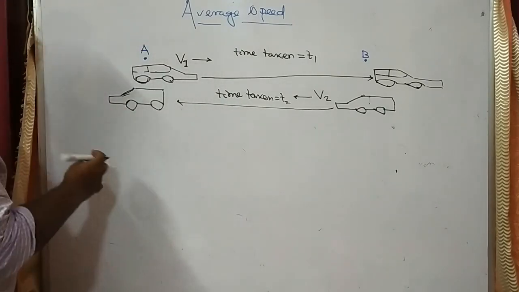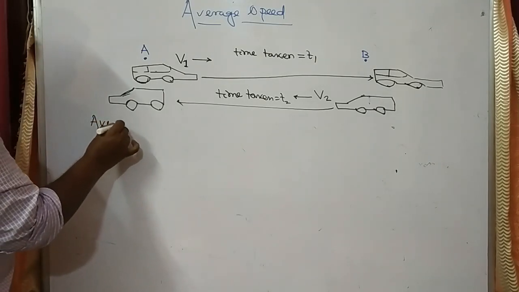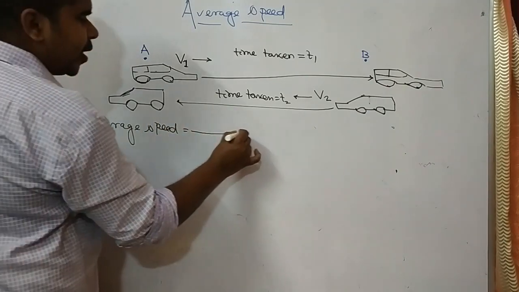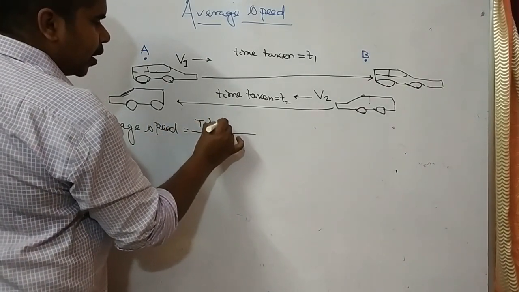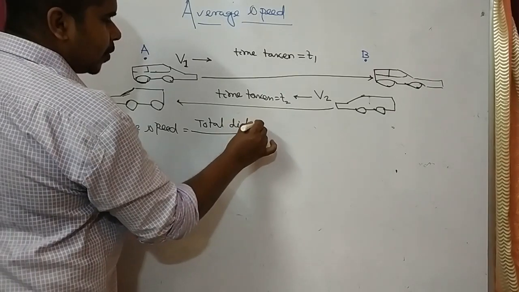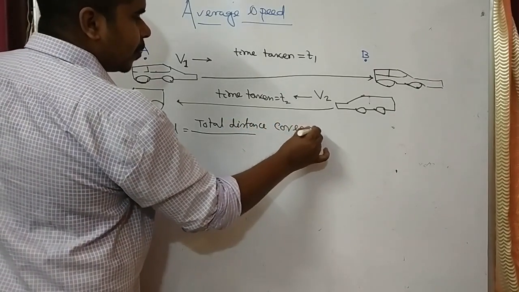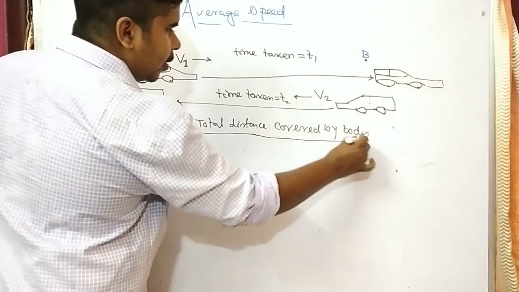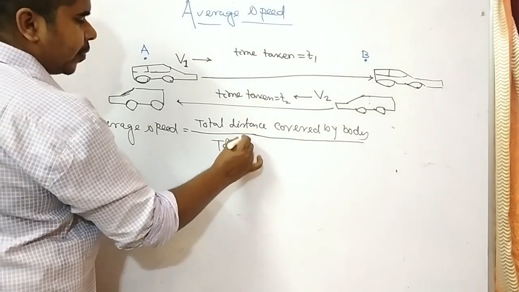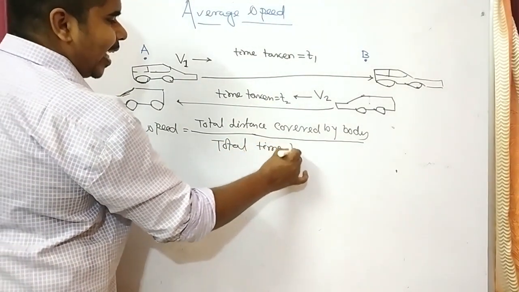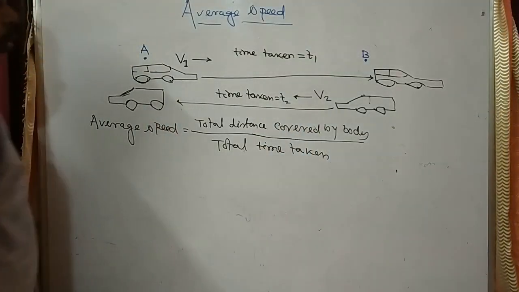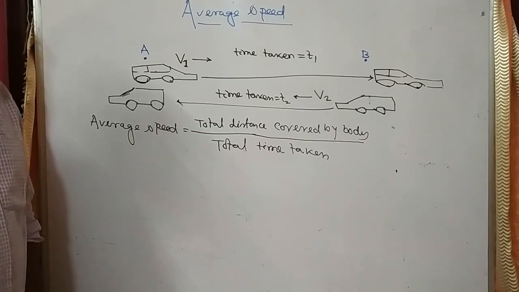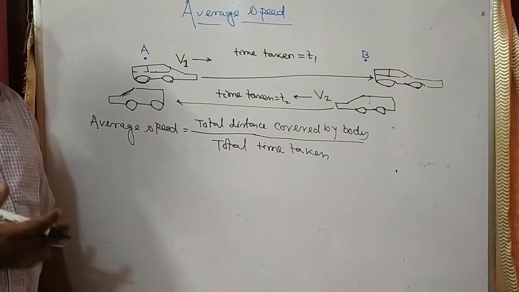Let's see. When we are told to find the average speed, we know the equation of average speed is total distance covered by the body divided by total time taken. Now, is it given how much distance we have covered? You will say, sir, no, it is not given.